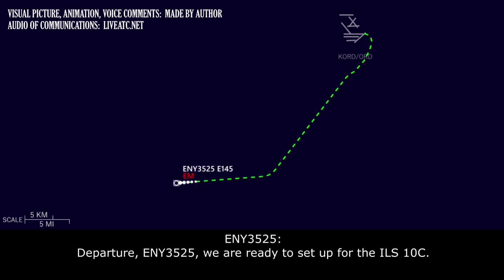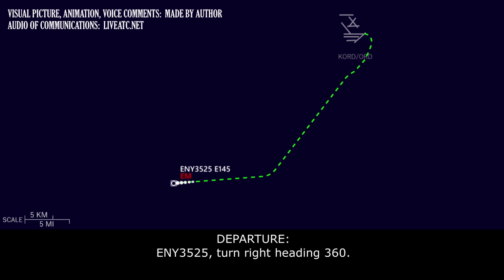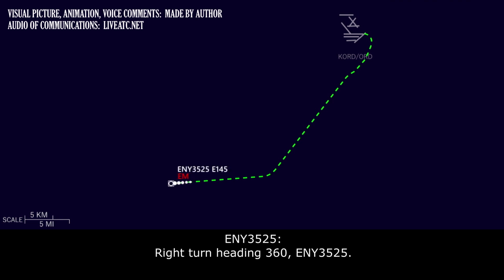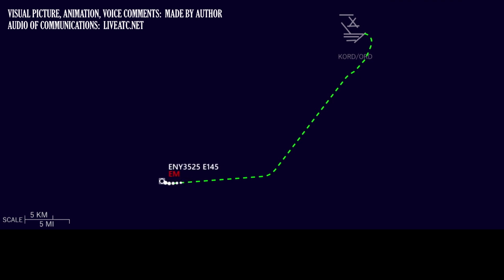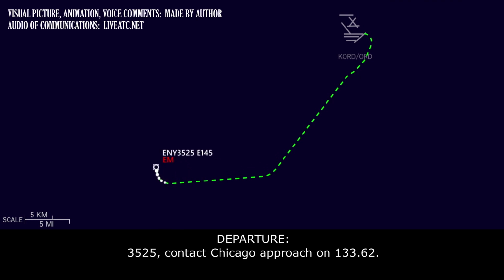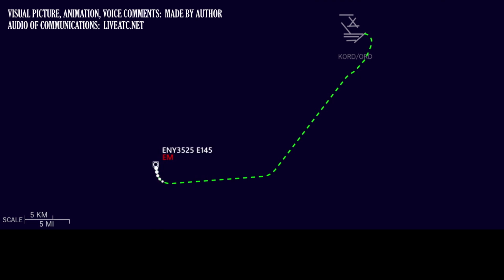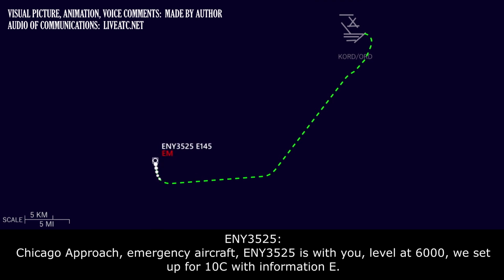Departure, Envoy 3525. We're ready to set up for that ILS 10 center. Envoy 3525, turn right heading 360. Right turn heading 360, Envoy 3525. Envoy 3525, contact Chicago approach on 133.62. Envoy 3525, thanks for the help. Thank you. Approach, Envoy 3525 is with you, level at 6,000.